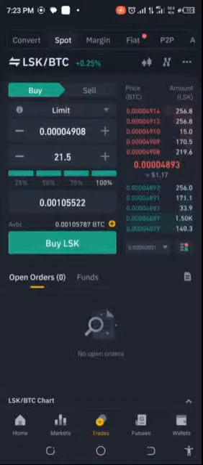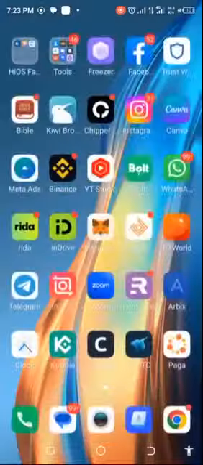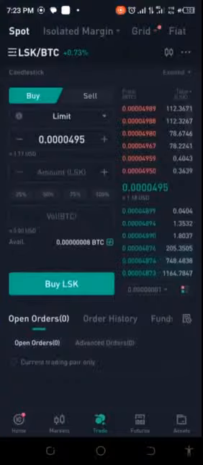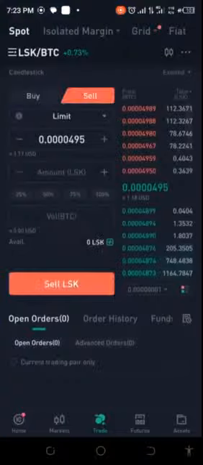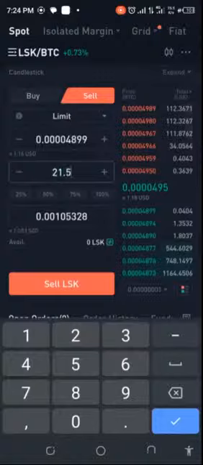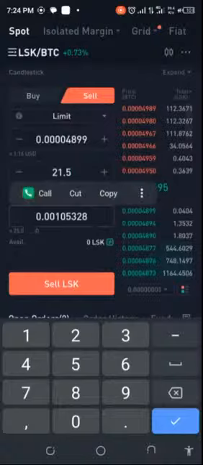Let's try and see what this will give us on the other side before we go ahead with that. Let me see, what do I have here? 495. So if I want to sell this, what would I be selling it as? 4899. That's going to be lesser than what we want. So what are we going to do? Because if I put 21.5 here, I may not be able to.